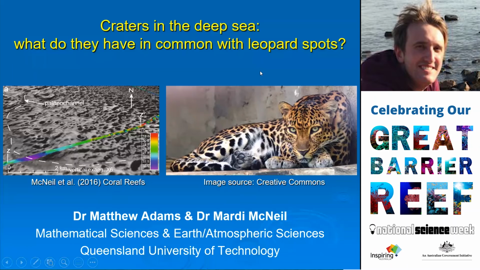Hi everyone. In this talk, I'm going to be discussing what happens in the deep sea of the Great Barrier Reef. So if we look at the image on the left here, we can see we've got these craters that are in the ocean, and it kind of looks like the moon, even though we're about 25 meters below the sea surface. In this talk, I'm going to be talking about what this has in common with leopard spots.